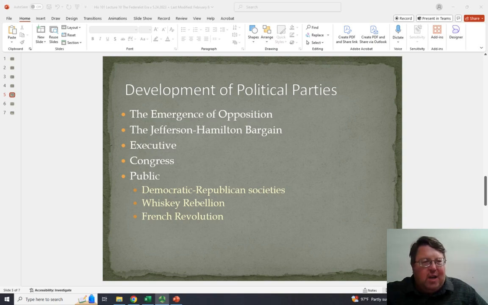So I've already gone over the executive. How do political parties develop in the executive branch? Well, Hamilton and Jefferson have two very different visions of America. They don't like each other personally. They don't like each other politically. So the executive branch starts splitting up between Jefferson and Hamilton. Jefferson and Hamilton come to symbolize the leaders of their parties or their teams.